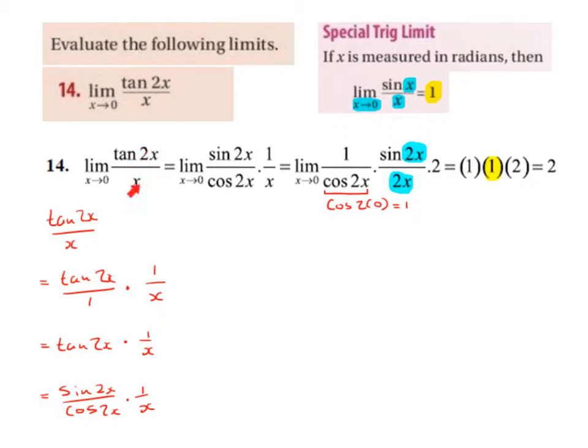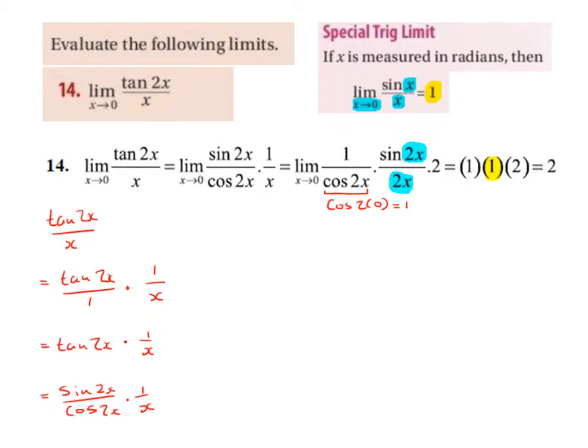So tan 2x over x becomes sine 2x over cos 2x multiplied by 1 over x. So let's have a look and see why that is. So this is our rough work here in the red. So tan 2x over x can be factorized as tan 2x over 1 multiplied by 1 over x. So we're breaking this apart into two fractions.